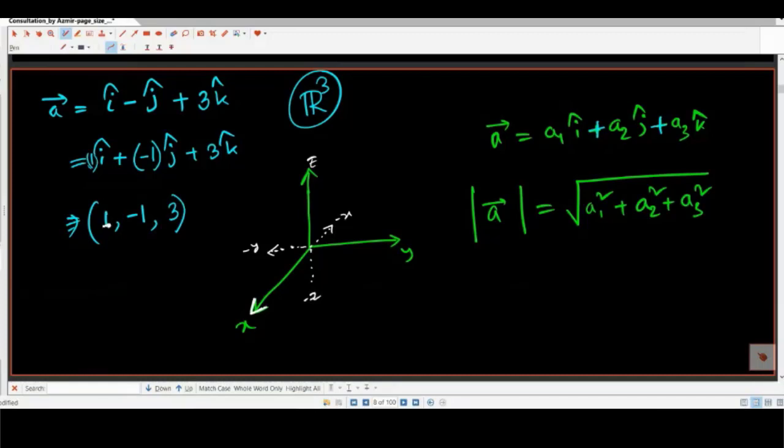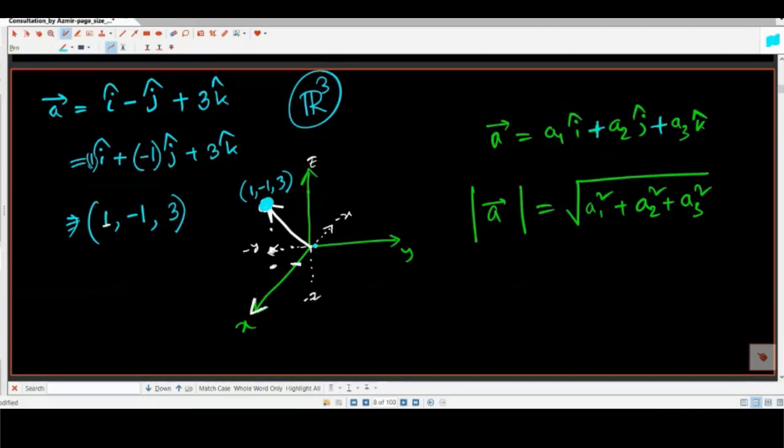So in x we have one distance 1. In y we have negative 1. So this is the positive y-axis and this is the negative y-axis. So we have to go negative 1, and then positive 3. That means vertically upward. So let's say 1, 2, 3. So finally we reached here. This is the direction of that vector. That means the point that we have is here. It is 1, -1, and 3.